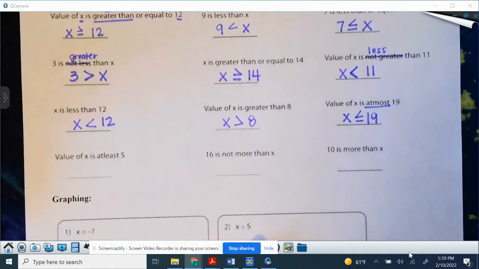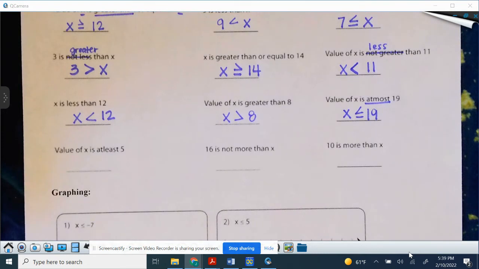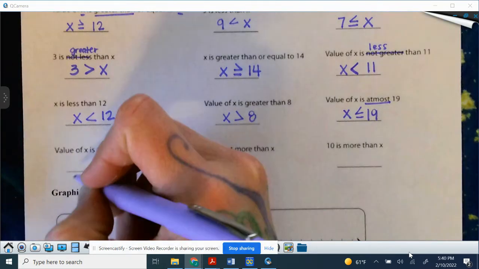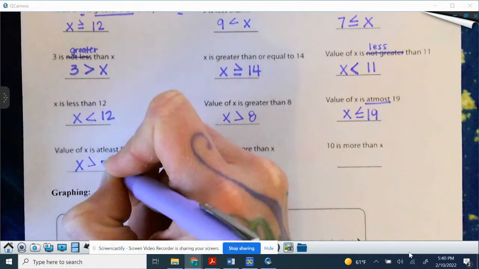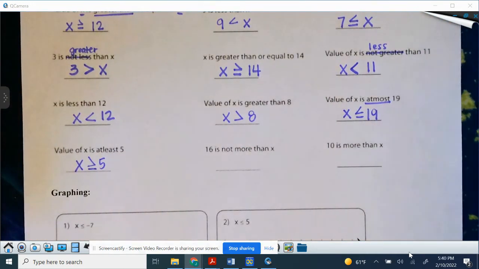The value of x is at least 5. So now, the opposite conversation. You're coming over to do chores. I'm going to pay you at least $5 an hour for your chores. Maybe we're discussing what kind of chores. So that means, would I pay you $3 or $2 or $4? Nope, because I said at least 5. So it could be 5, 6, 7, 8, 25, 37, and 104. So x has to be greater than or equal to 5, because at least means I could hand you $5 bills per hour, right?